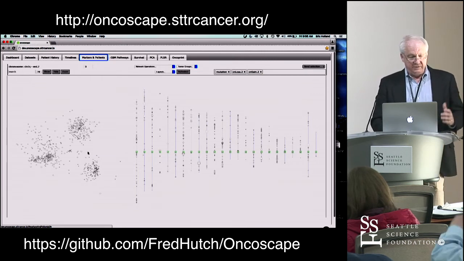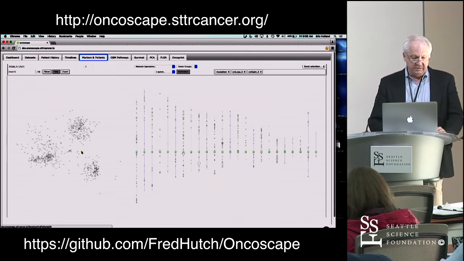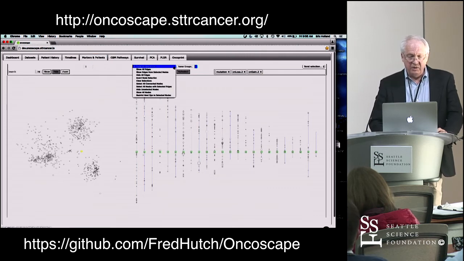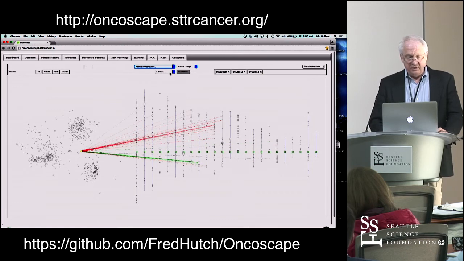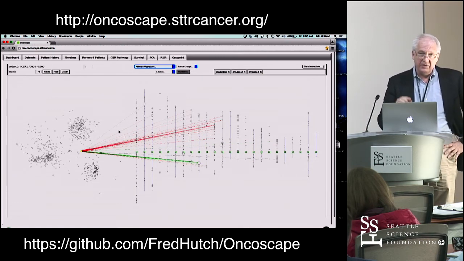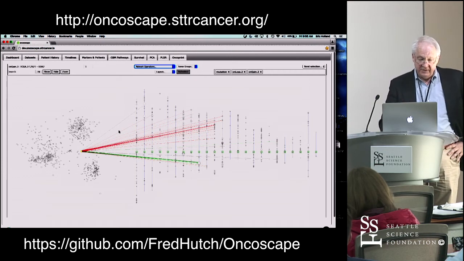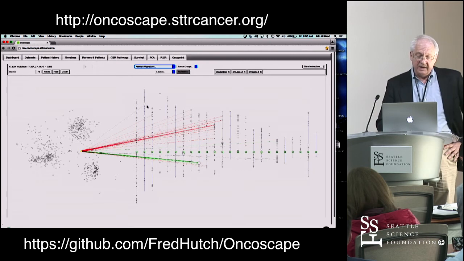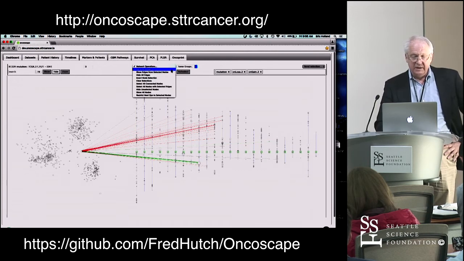But this is interactive, and so I can pick a particular tumor. I can ask the question, I want to know what mutations are in that one tumor. This is a simple one. And what that does is it produces a series of lines or edges. In red are the genes that are amplified in that tumor. In green are the genes that are deleted, and in black are genes that are point mutated. Okay, so that's fine. That's good to know.